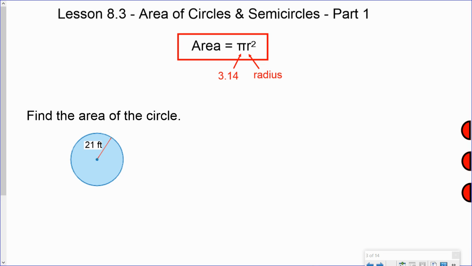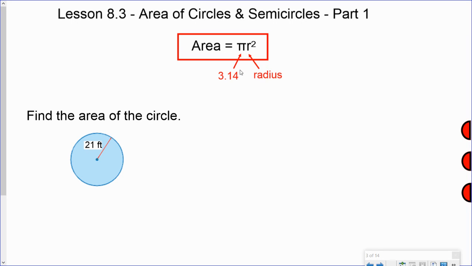Today we're going to be starting lesson 8.3, which is about the area of circles and semicircles, and this will be our first part of this lesson. We'll be using a new formula, and the formula is here on the page. Area equals pi times the radius squared.